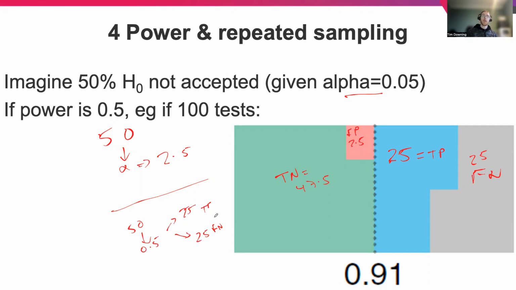And that means we can get our PPV. So our PPV, remember, is going to be the true positives, which is 25, divided by the true positives plus the false positives. So that's where we get 25 over 27.5. And that corresponds to our value down here.